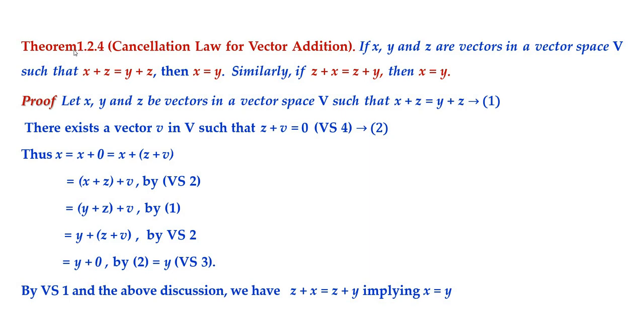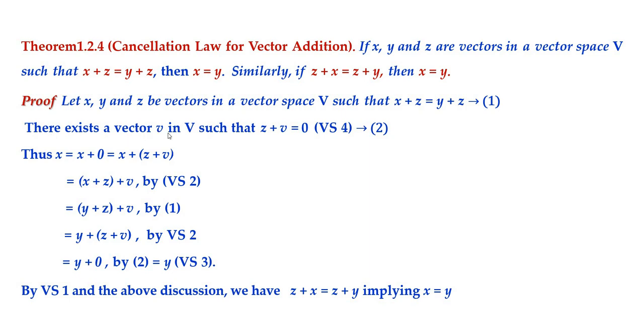Now first we have this theorem, cancellation law for vector addition. If x, y and z are vectors in a vector space V such that x plus z is equal to y plus z, then x equals y. Similarly, if z plus x is equal to z plus y, then x equals y. The proof is simple only. Let us consider x, y and z to be members of capital V with the given condition. We shall name this as equation 1.